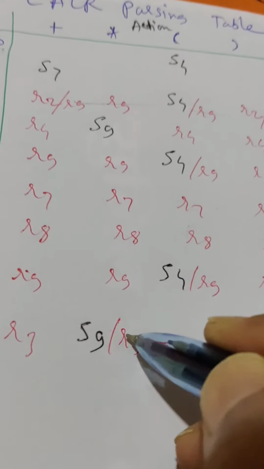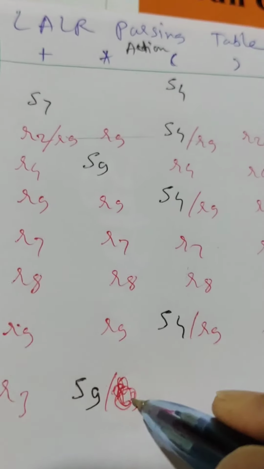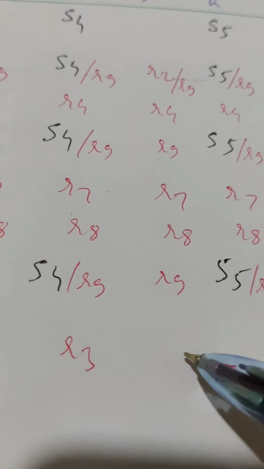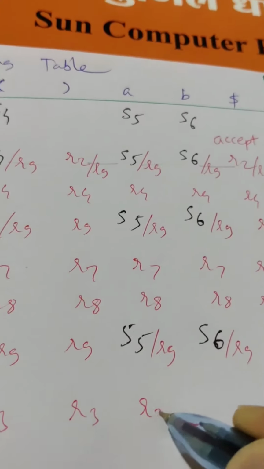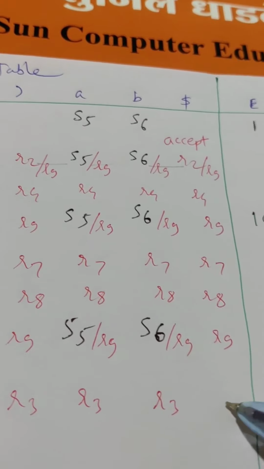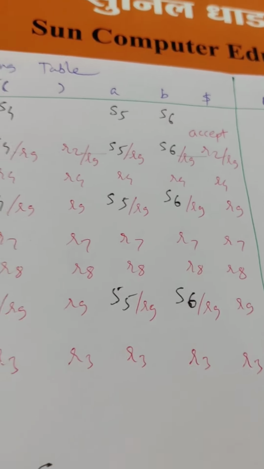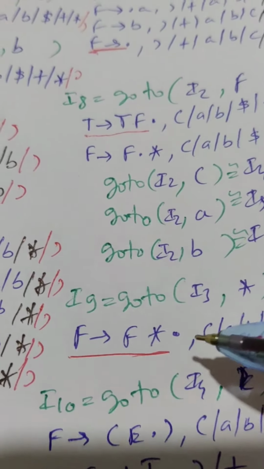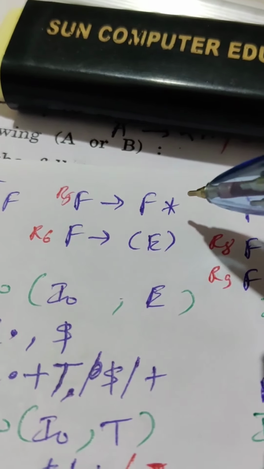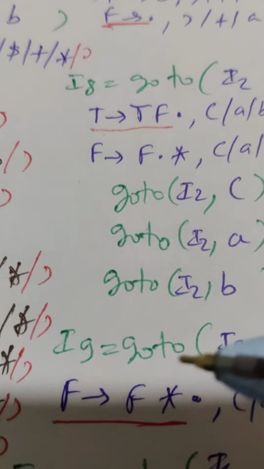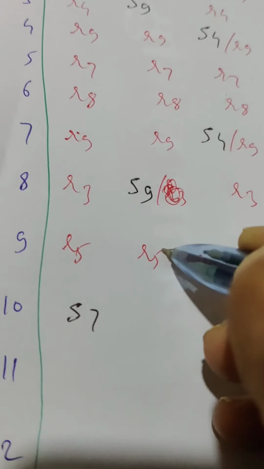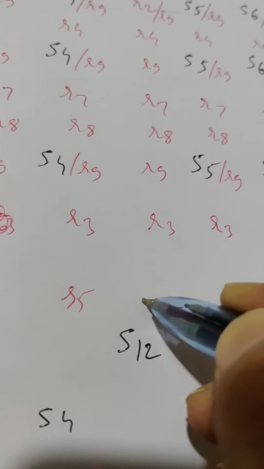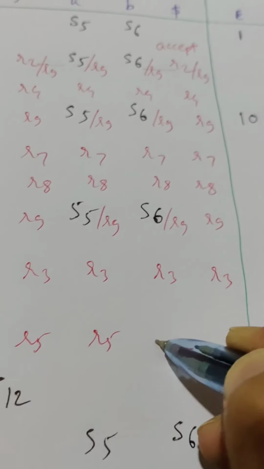Sorry, there's no entry in the star. This is not in the lookahead. So rest everywhere else R3, R3, R3, and R3, and here R3. Okay. The next atom number 9. You can understand f goes to f star dot. So f goes to f star dot is rule number 5 here. So atom number 9, rule number 5: R5, R5, R5, R5, R5, R5.